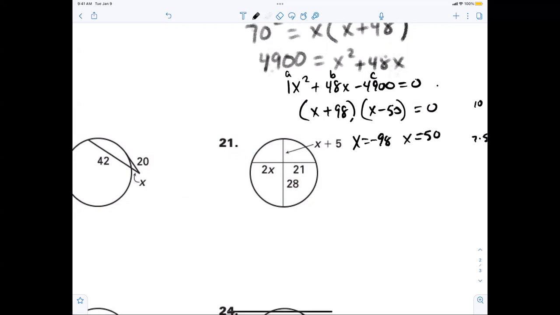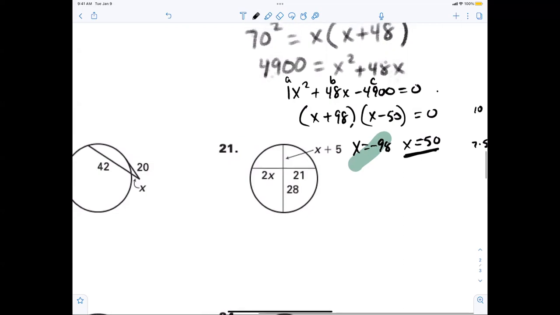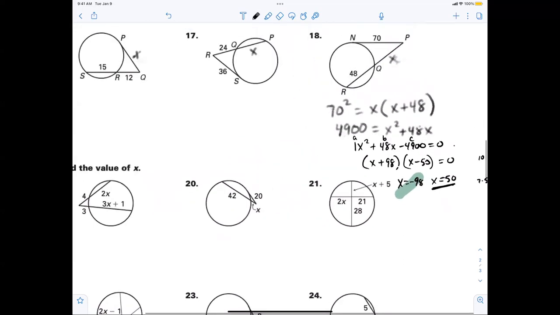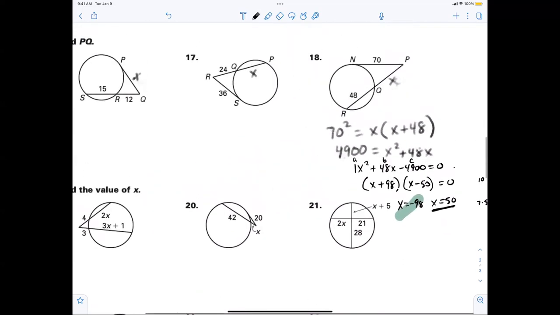Can it be negative 98? No. So our answer is X equals 50. David, thank you very much. Brilliant. All right, so X is equal to 50. So that did factor. We just weren't patient enough.